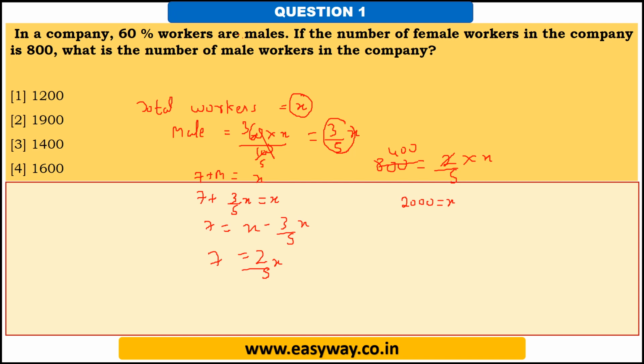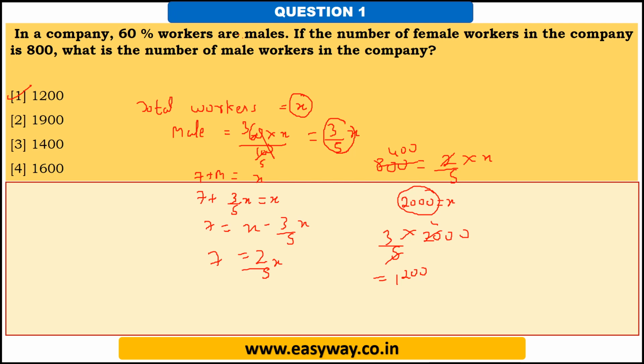So the total number of workers in the company is 2000, but they have told us to find out the number of male workers. So the number of male workers is what? 3 by 5x. Now what is the value of x? 2000. So 1s, 4s. So 4 into 3, 1200. So the number of male workers in the company is 1200. Option number 1 is the correct answer.